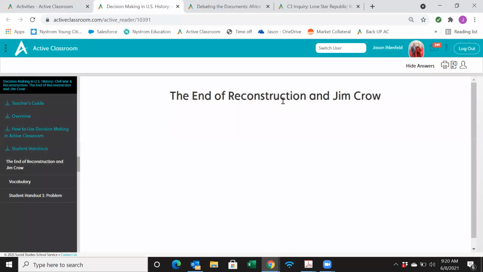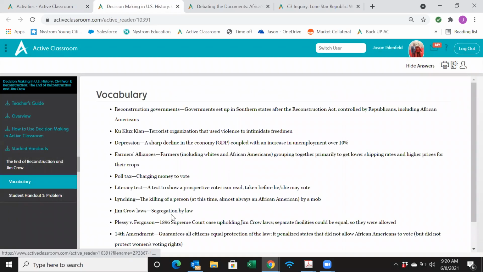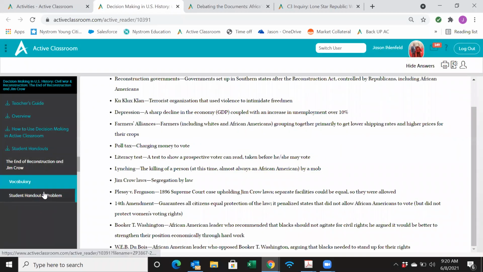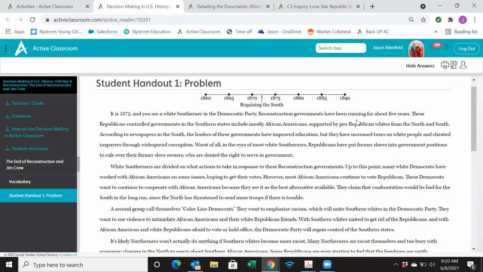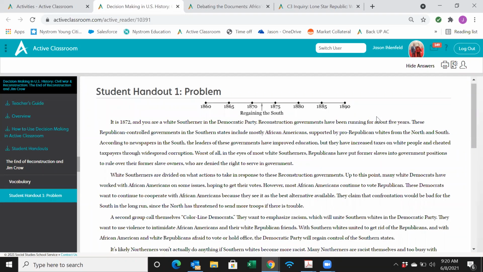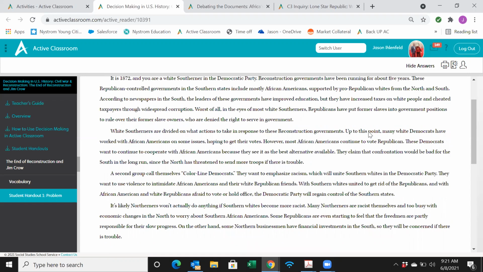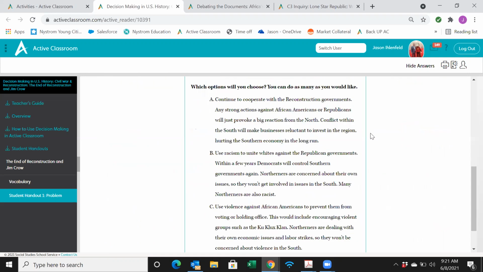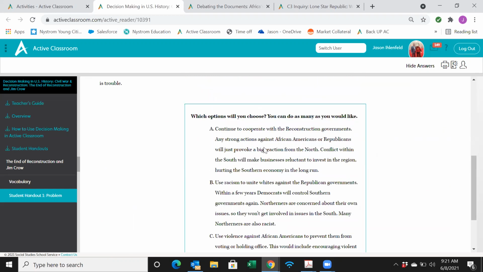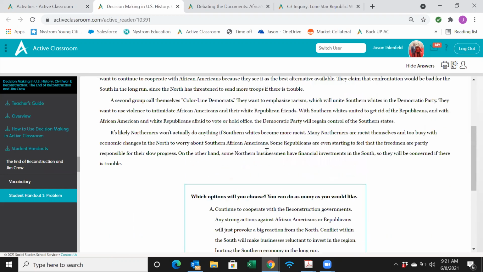And so the way these are set up is students are given the vocabulary in advance, and then they're faced with a problem. And so they're put in the shoes of somebody in history, whether it's a specific person or somebody from a group of people. And so in this one, it says it's 1872 and you were a white Southerner in the Democratic Party. And so it gives some background information, and then the students are given a task here. Which option would you choose? Choose as many as you would like. And so you've got A, B, and C, 3 different options.